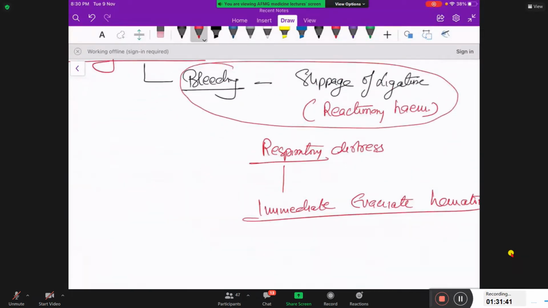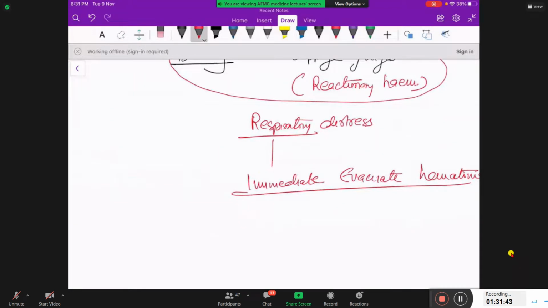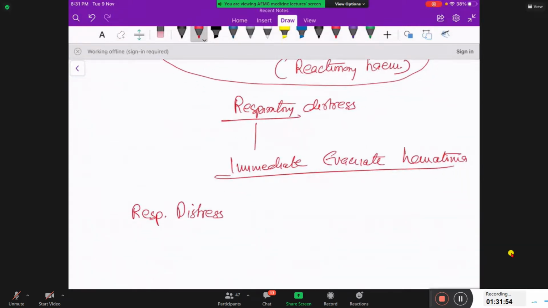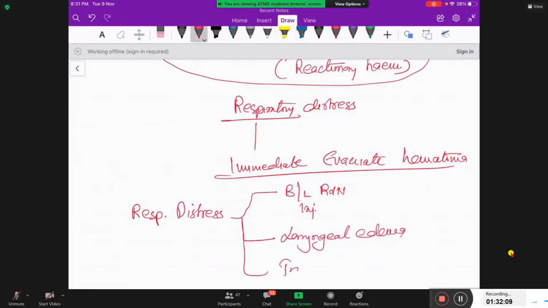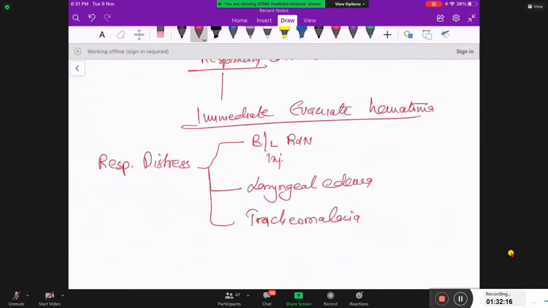Then there can be other early complications also which we should know, like again a respiratory distress. This time the respiratory distress can happen because of three reasons: bilateral recurrent laryngeal nerve injury, laryngeal edema, and tracheomalacia. What is tracheomalacia?